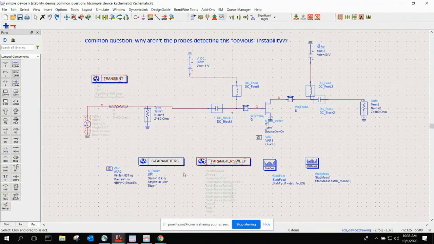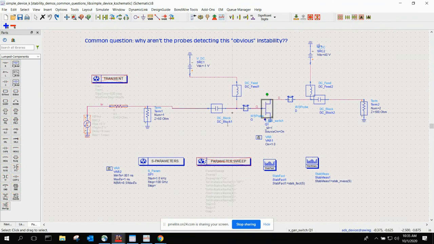All right, so this is a common question I get a lot, and I wanted to show this. A lot of times when people are just starting out with the probes, they send me a question that's something like, why aren't these probes detecting this obvious case where the circuit is unstable? And I want to talk about that a little bit. I think people tend to think the probes aren't giving me a consistent result with K factor, when in reality they are. So I built this workspace yesterday.